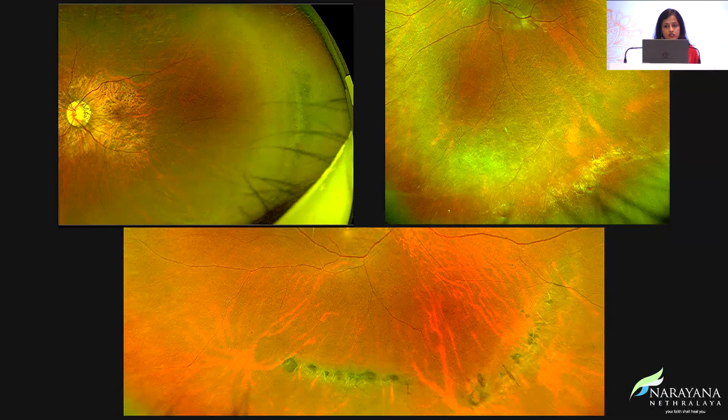It is circumferentially oriented and located at or anterior to the equator. It is well outlined thinning with white crisscrossing lines. You can see them, that when you see those crisscrossing lines, it means those are lattice degenerations. They are seen also in systemic conditions such as Stickler syndrome.